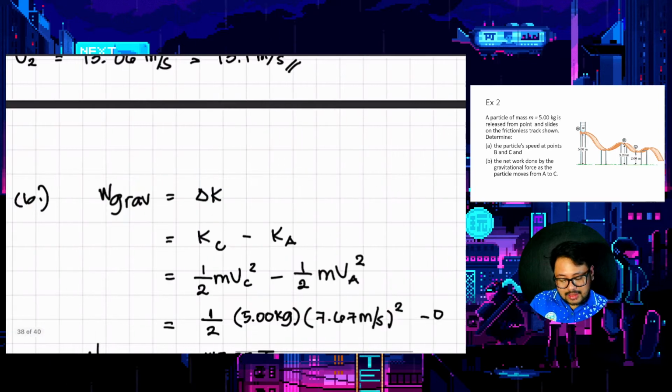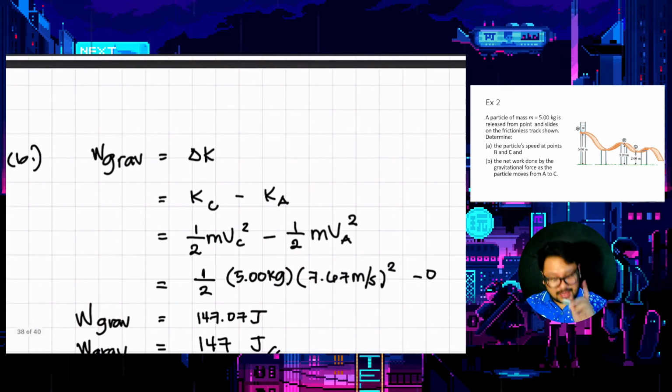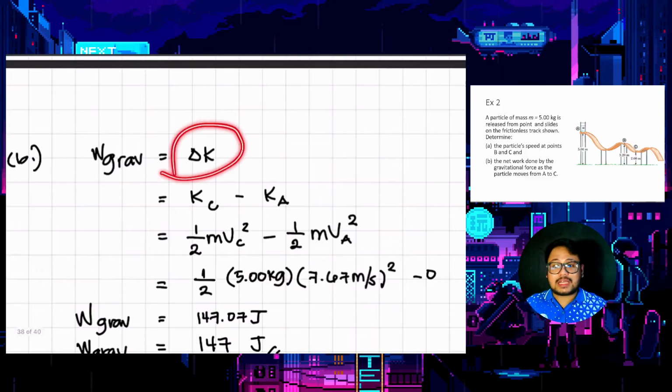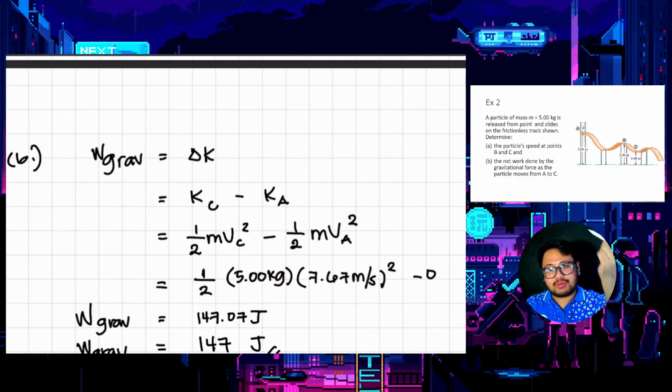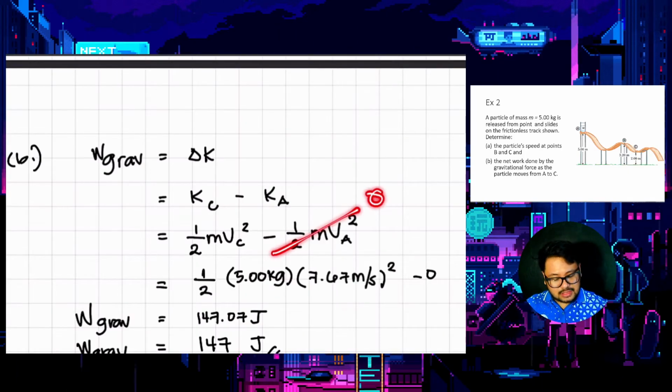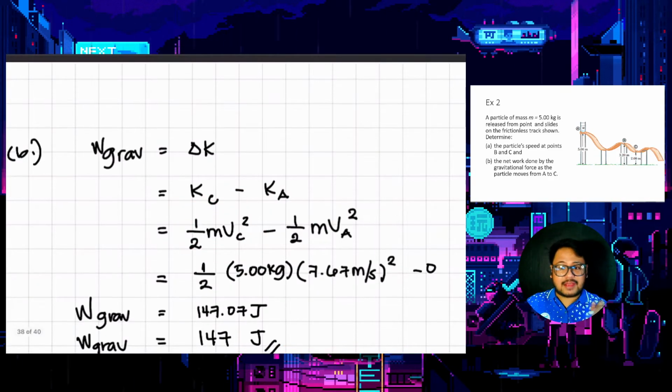Let's start with this one, wherein the work done by gravity is just equal to the change in kinetic energy. And then the kinetic energy at point A, our initial point, is just equal to 0. We are just to solve the kinetic energy at point C, and that is 1/2 times mv squared, wherein we have solved this already.